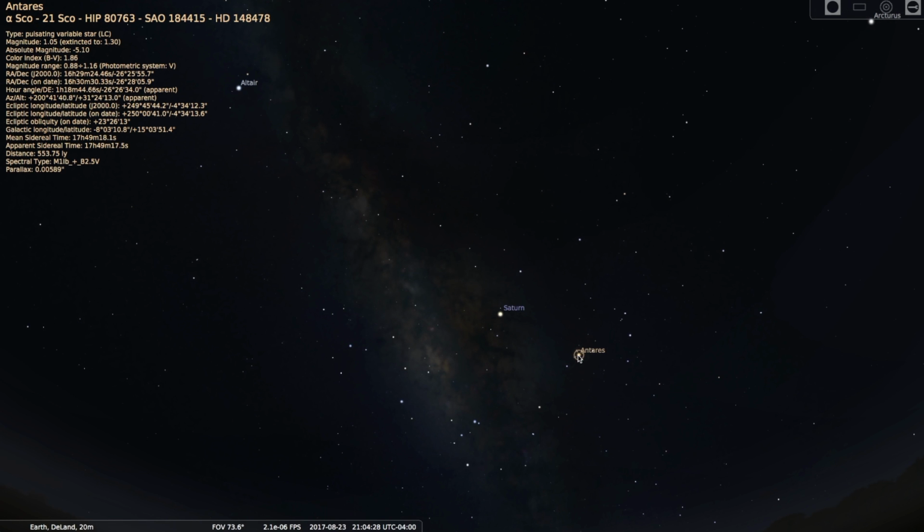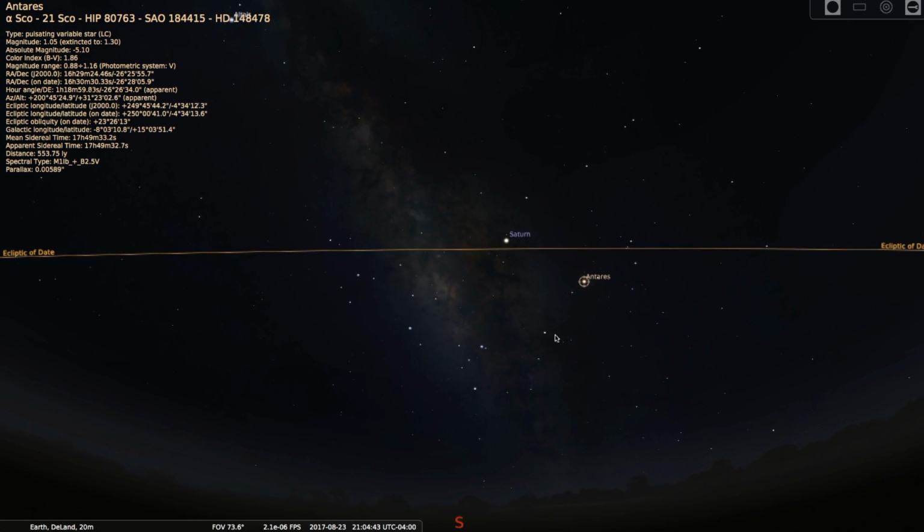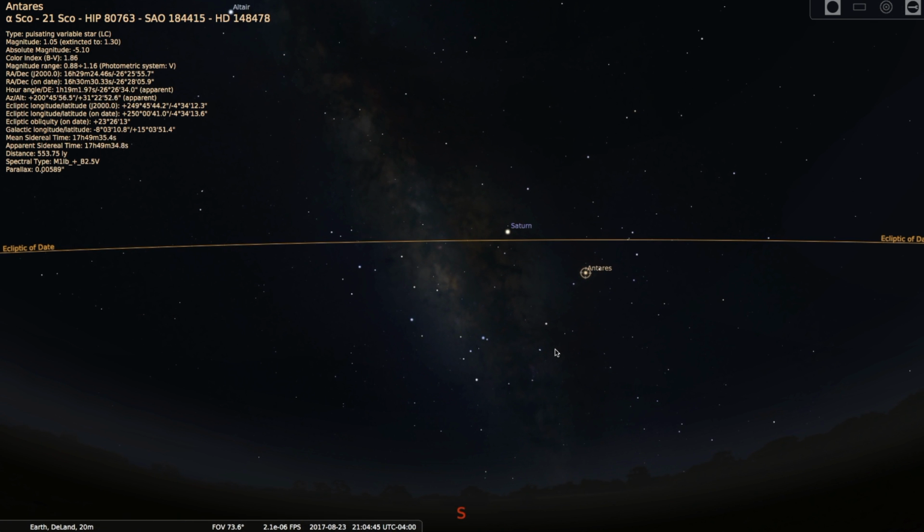Antares derives its name from the ancient Greek, and it means equal to Mars because it has a bright red appearance in the sky. And people often confuse it with the planet Mars because it lies along the plane of the ecliptic, which is where the planets reside in our sky.